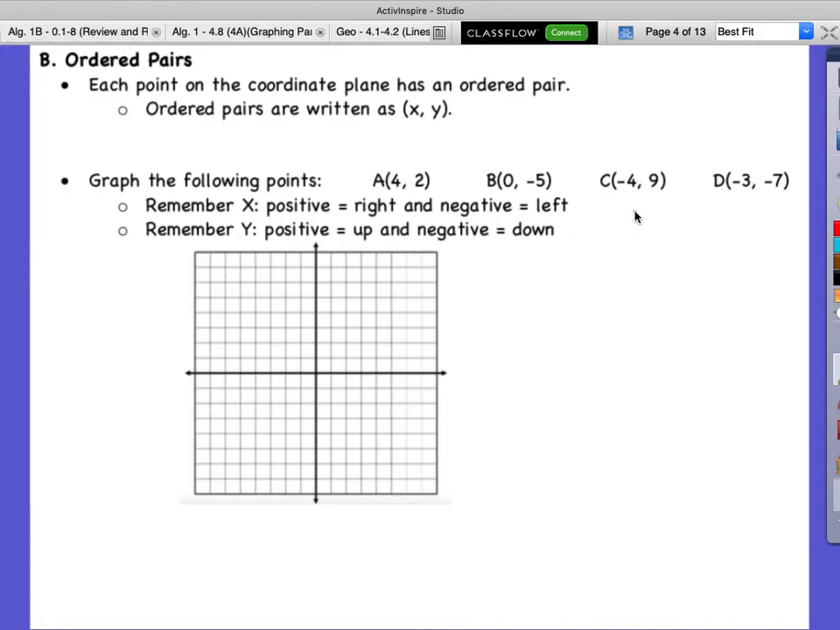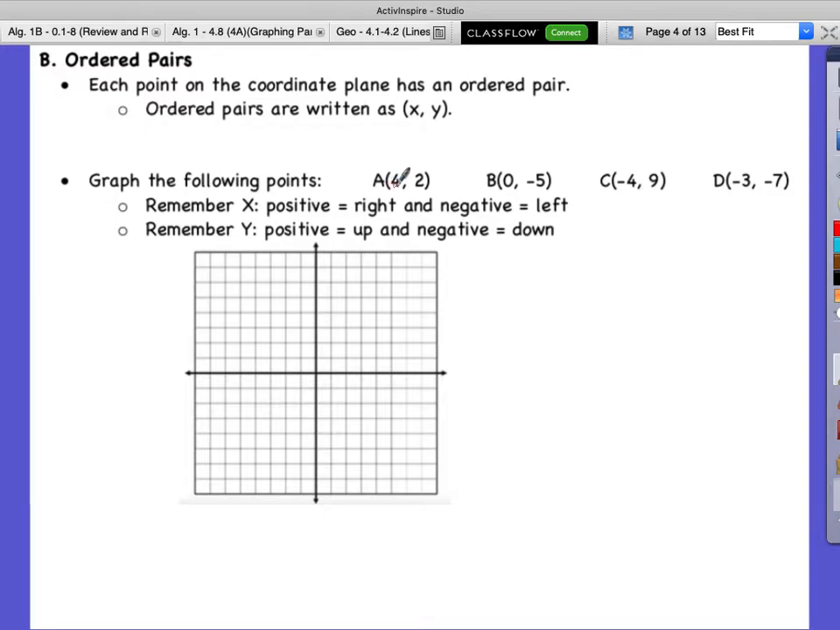Remember, for x, if it's positive, you go right, and negative is going left, okay? So if this is 0, 0 on a number line, this would be 1, 2, 3, 4, negative 1, negative 2, negative 3, negative 4. And for y, same thing. Up would be positive, 1, 2, 3, 4. Negative would be down, negative 1, negative 2, negative 3, negative 4.